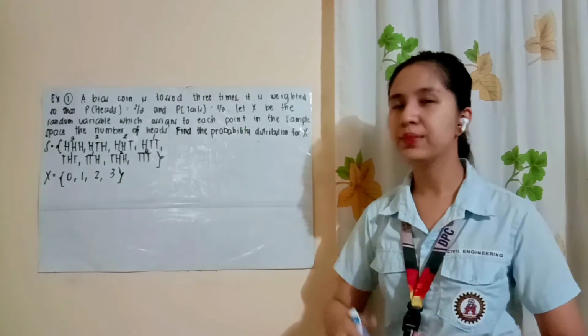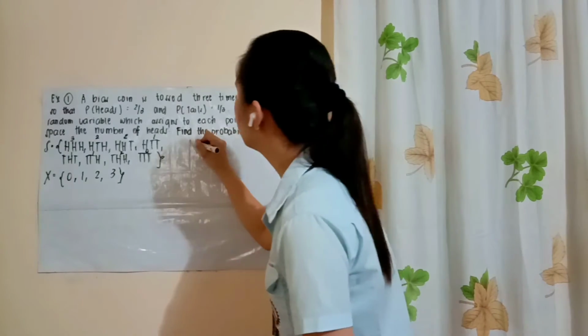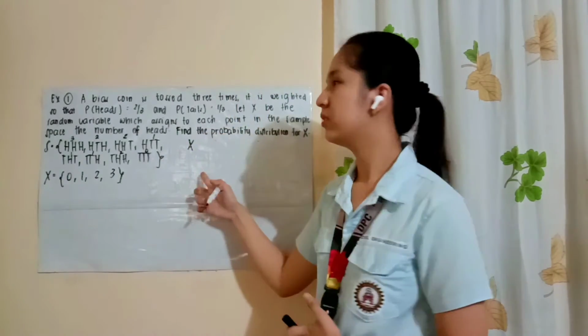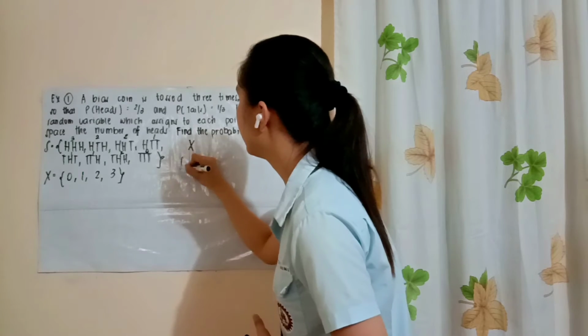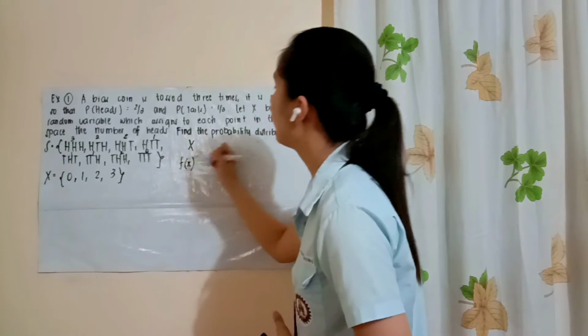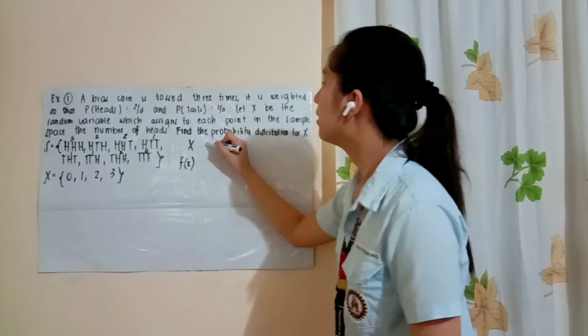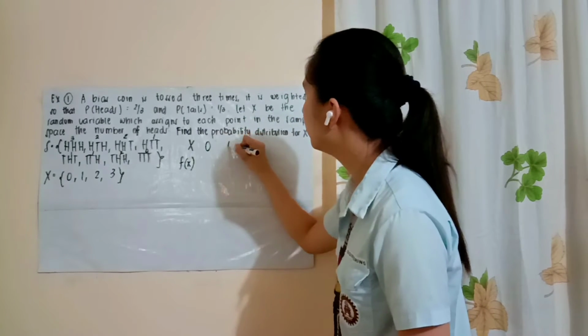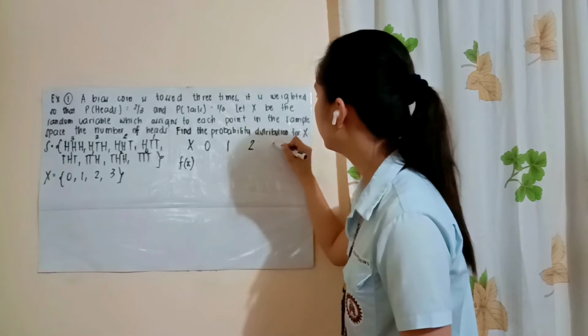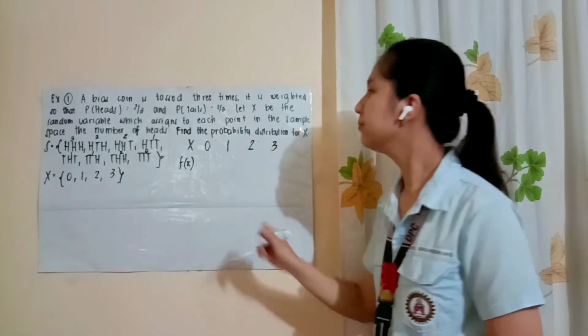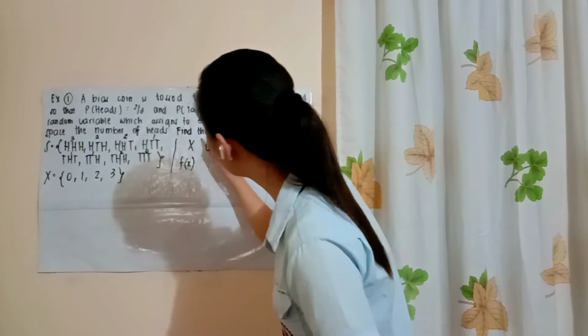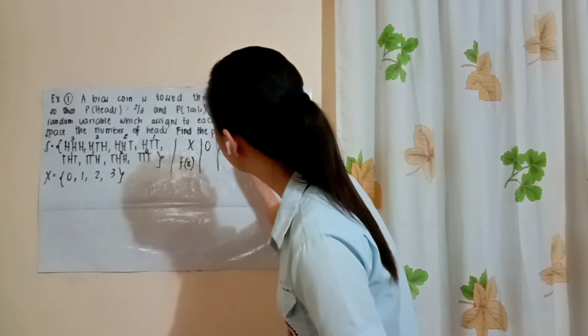So, the next step, gagawa na tayo ng table. So, dito, sulat natin yung random variable natin, which is x. And then, yung probability ni x. And then, ano ba yung mga values ng random variable natin? We have 0, 1, 2, and 3. And then, so, lagyan ko lang ng line.